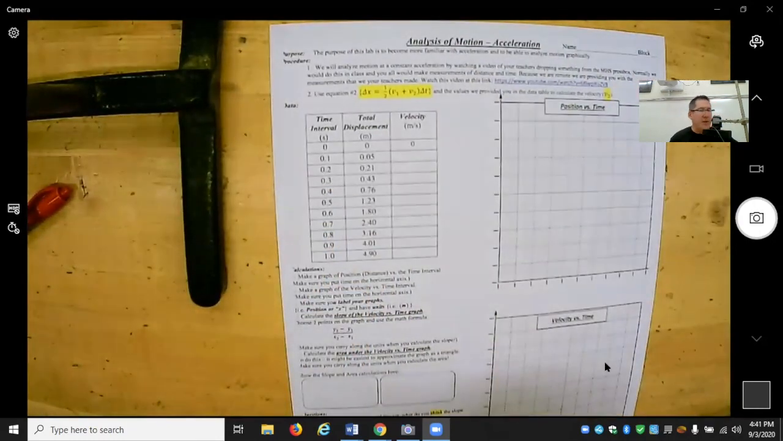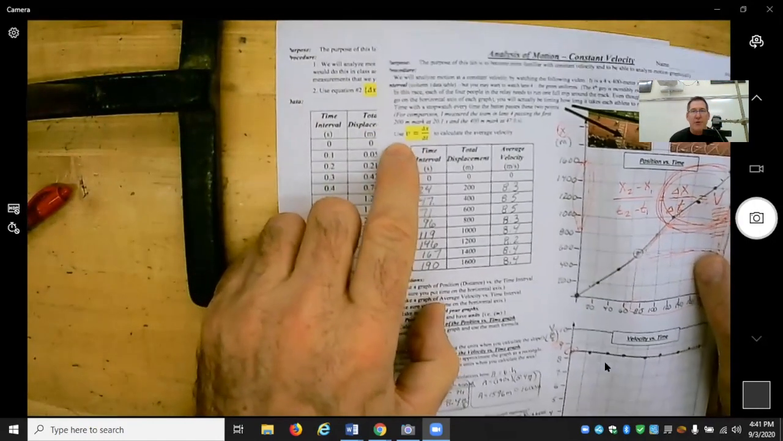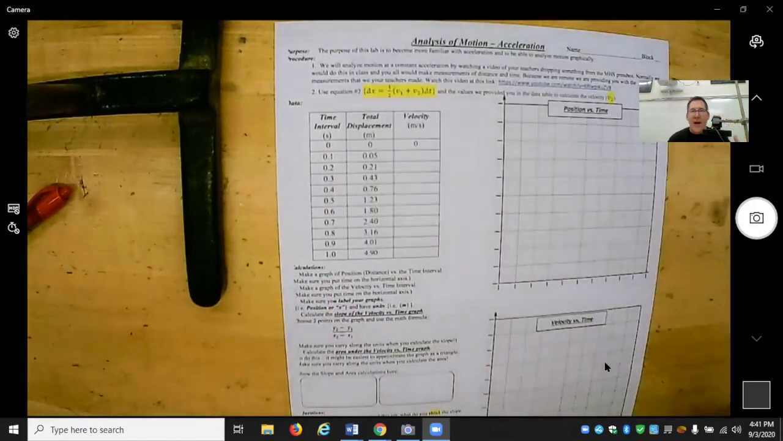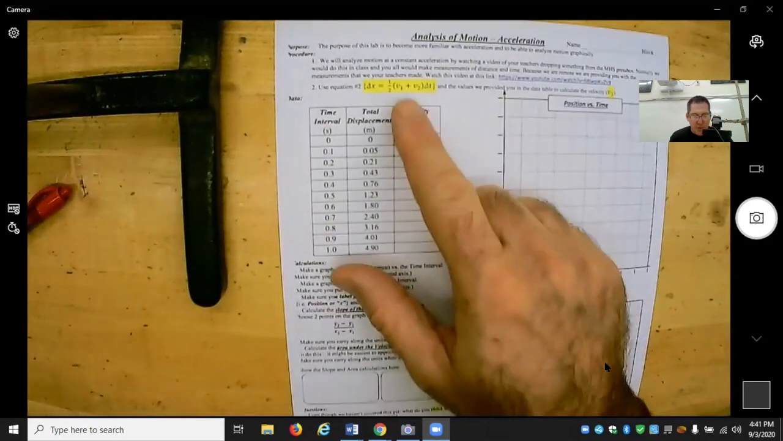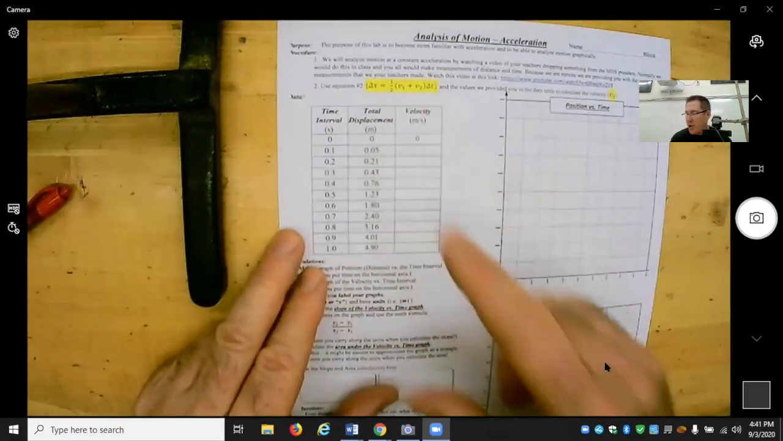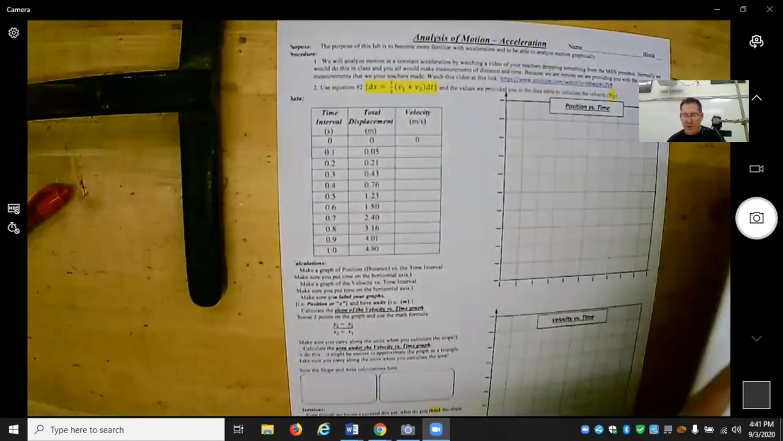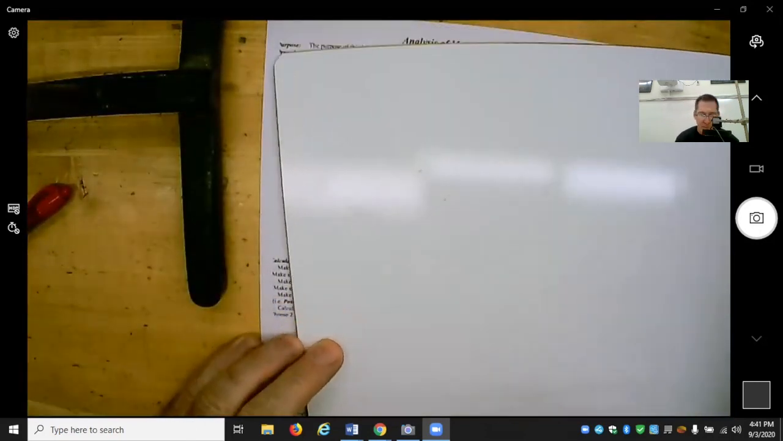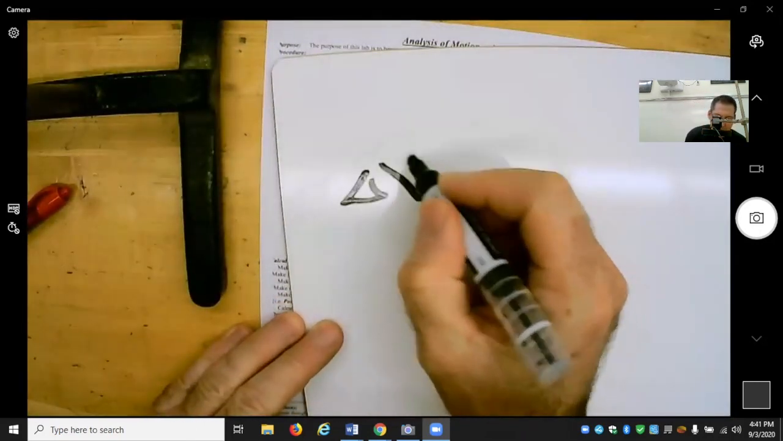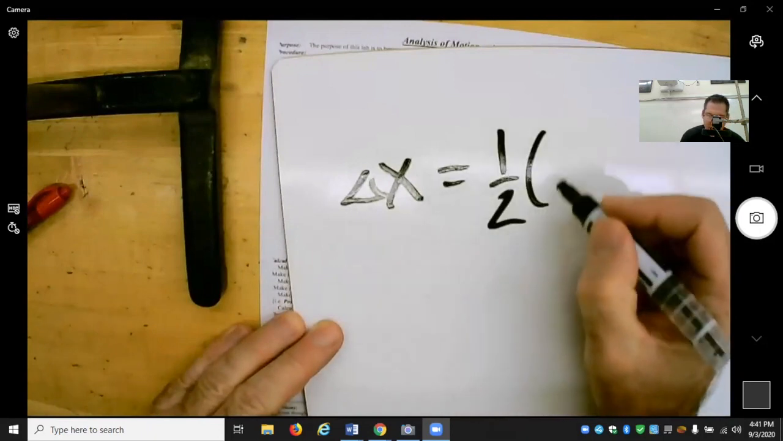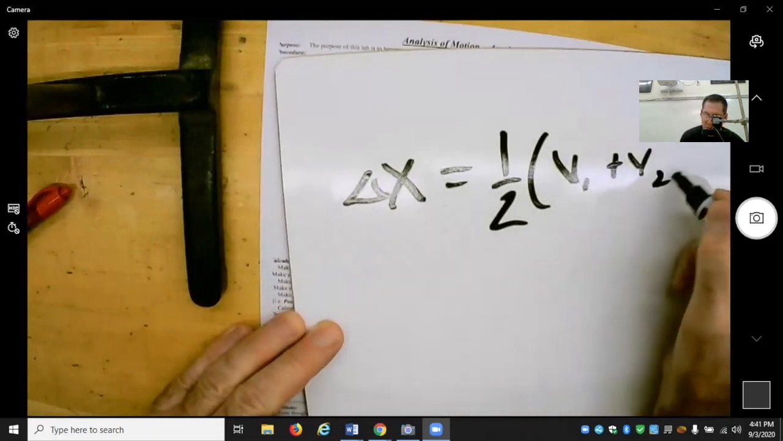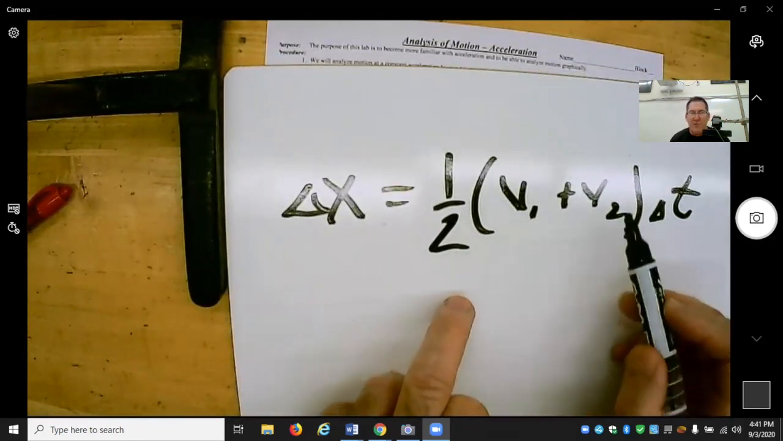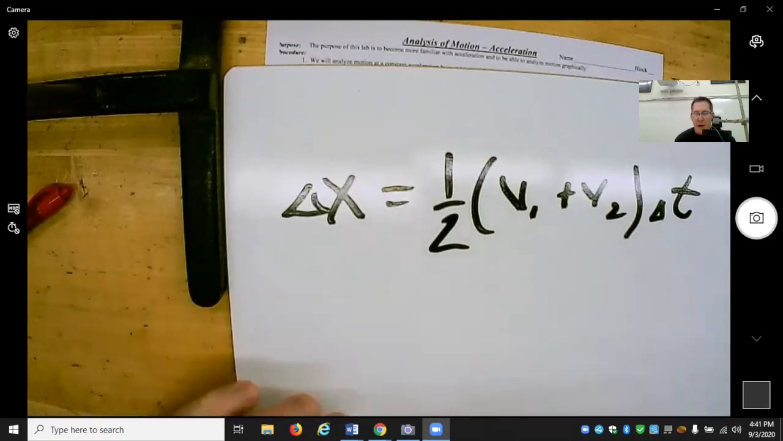Since this is acceleration, we cannot use the constant velocity formula. That's only for constant velocity. When something free falls, it gets faster and faster. It actually accelerates. So we have to use one of the 4 acceleration equations. And equation 2 is going to be pretty helpful for us with this. So equation 2, and you'll get to know these equations as the year goes on, is delta x, the distance, equals 1/2 of (v1 plus v2) times delta t. It kind of says that distance equals the average velocity times the time.